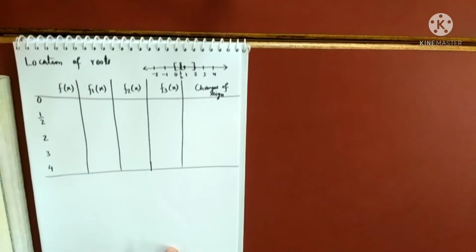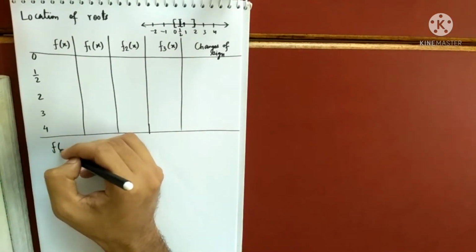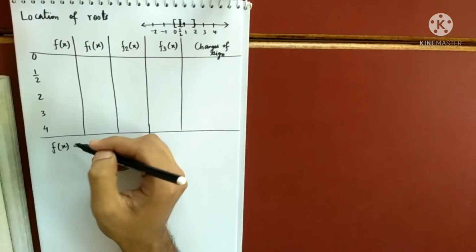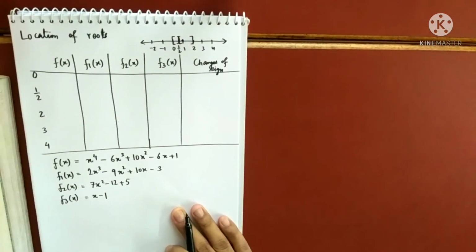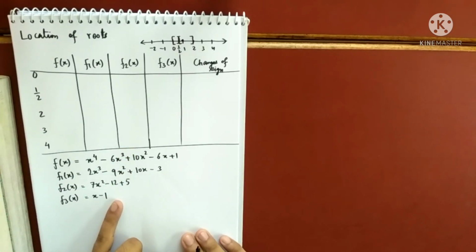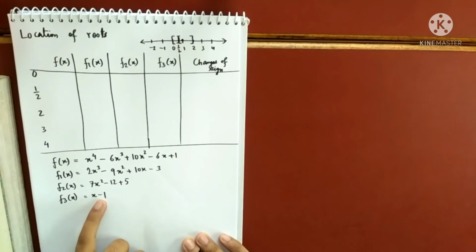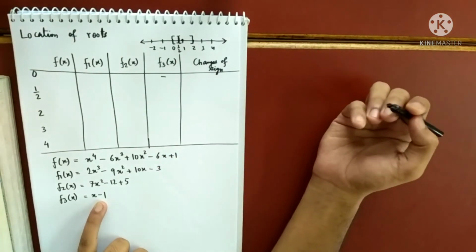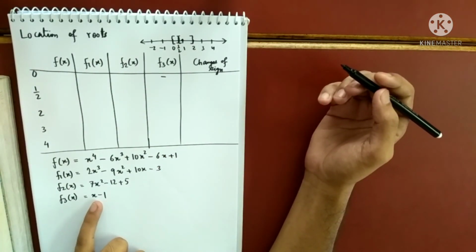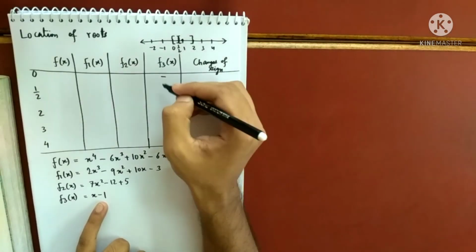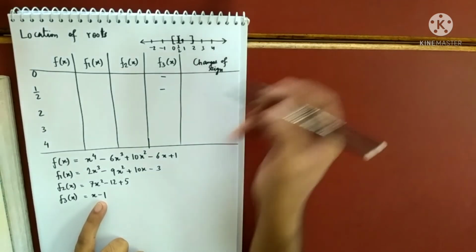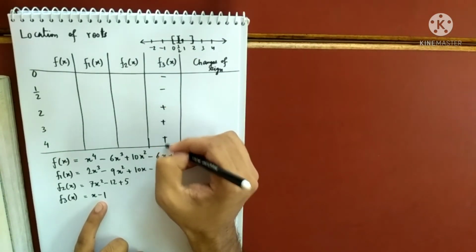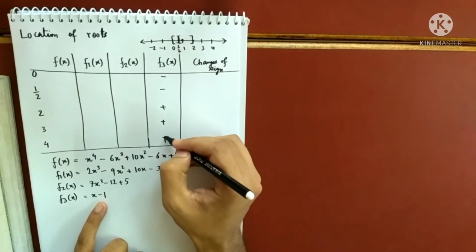Okay, so let me write all the functions here again just to refer, because I have to turn the pages. So just for reference, I have written these values here so that I can see. Put 0 in each of them, or suppose I'll do one by one. I'll take f3(x) and put 0. When I'm putting 0, this is minus 1, so this will be minus. When I'm putting half, half minus 1 is nothing but minus half, so again the sign is minus. Put 2, 3, 4, it will be plus, plus, plus. So I have determined the sign of f3(x).